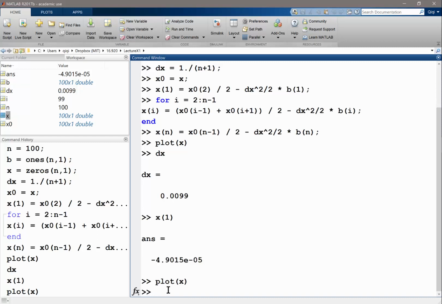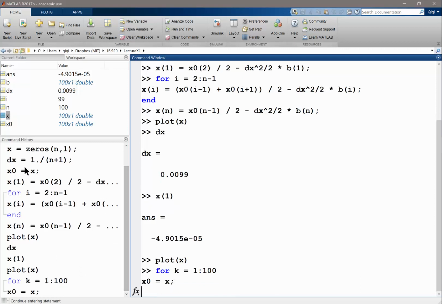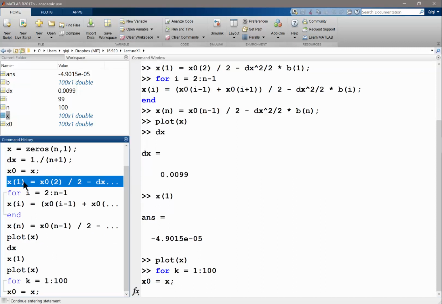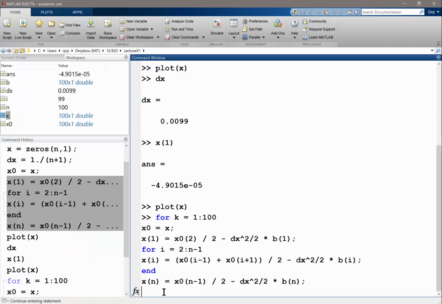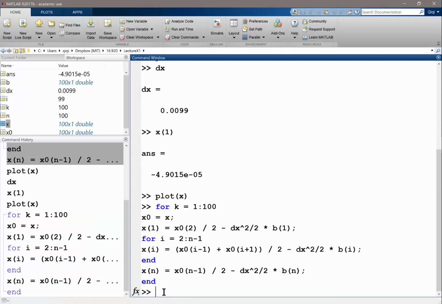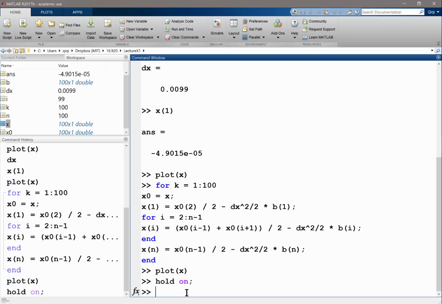So let's perform several iterations. k goes from 1 to 100. For each iteration, I'm going to set x0 equal to x. That's important. Sometimes I forget that. Then I evaluate x1 to xn the same way. That completes 100 iterations. Let's plot it. Now I get something not really 0. It's pretty small.